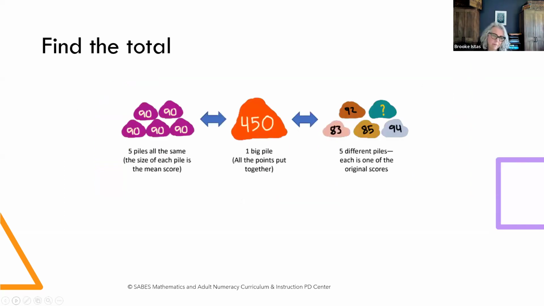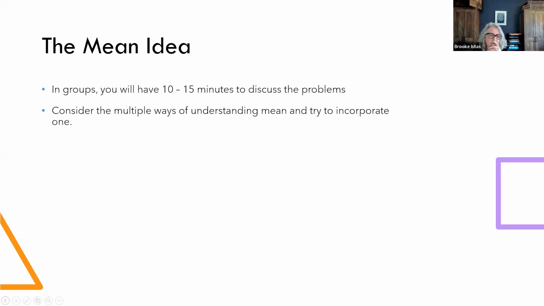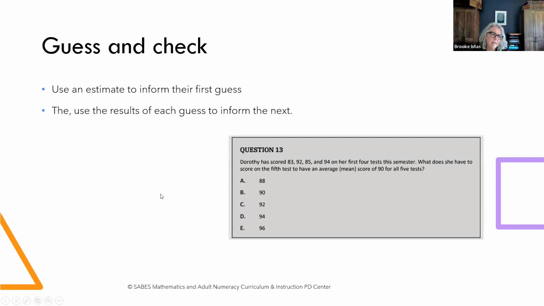And then here's another way. You have 5 piles of all the same things. That's the mean score of 90. 1 big pile all together, 450. And then you have your 5 different piles. If you think about moving those piles around, you can begin to think about the way that they would be organized.